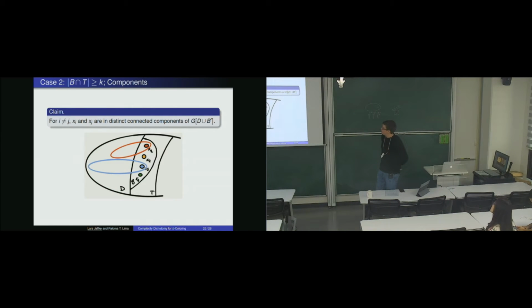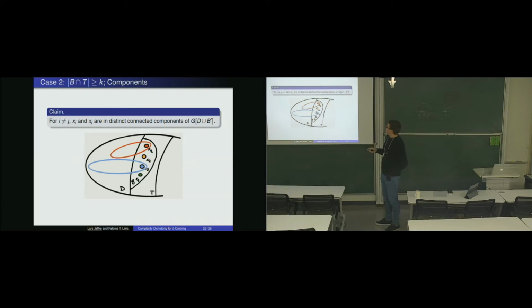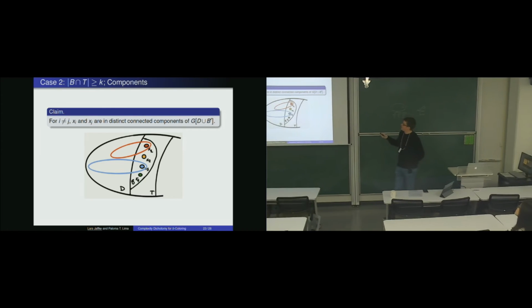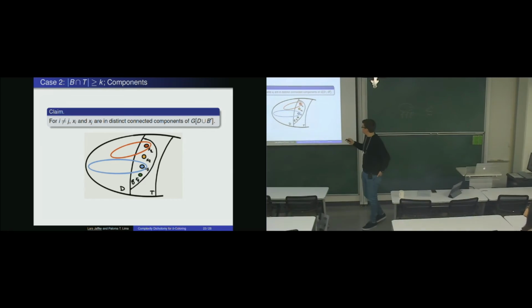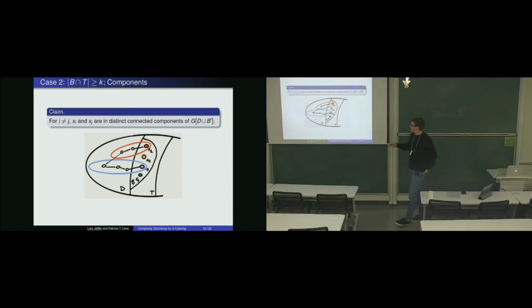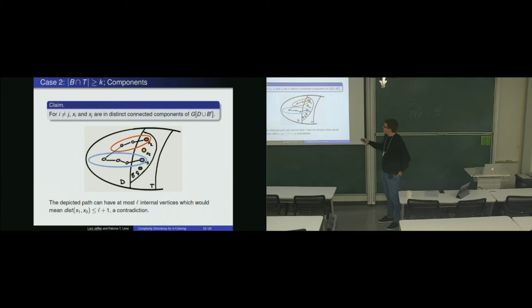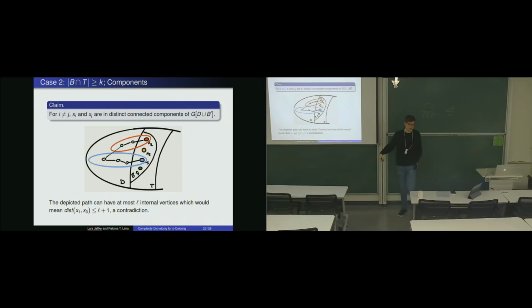Okay, so first of all, we will prove one small claim. For i not equal to j, we have that xi and xj are in different connected components of this graph. And why is that? Well, suppose not. Suppose we have some path connecting x1 and x3. Then we know that the number of internal vertices on that path is at most L. But then this means that the distance between these two is at most L plus 1, and that's a contradiction with the choice of B.